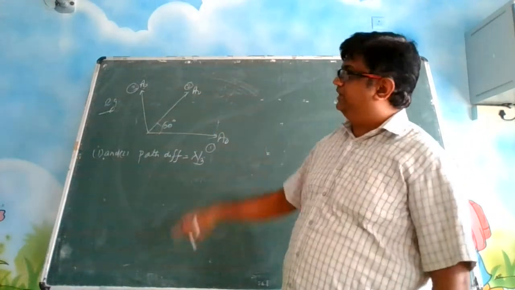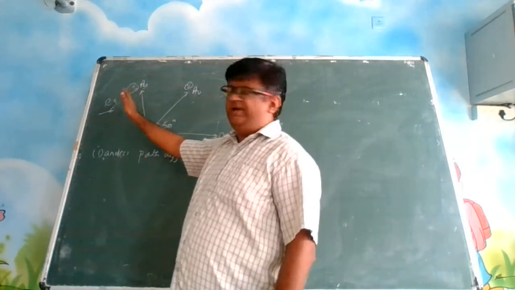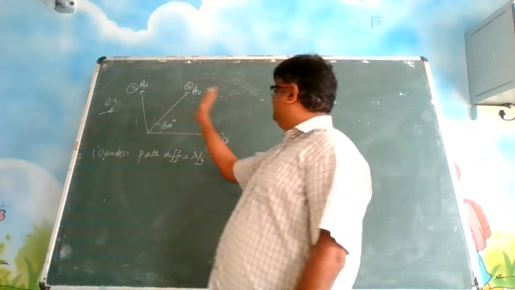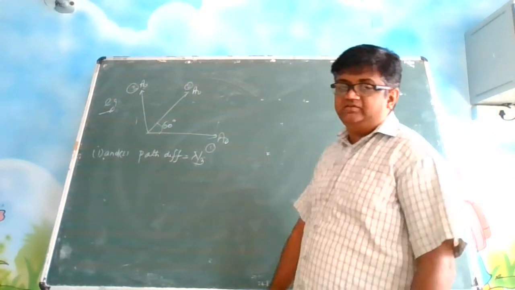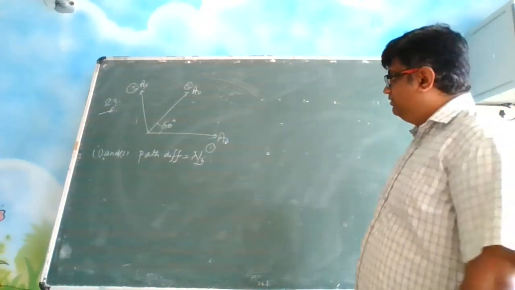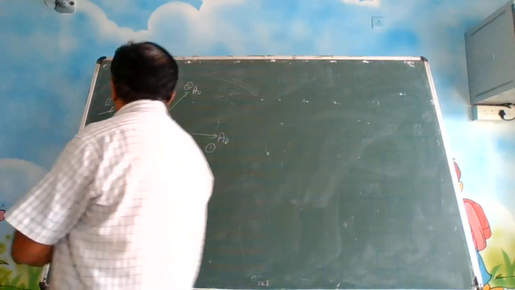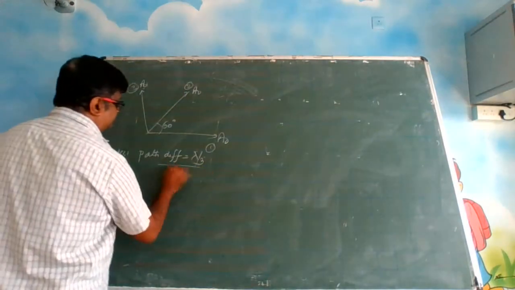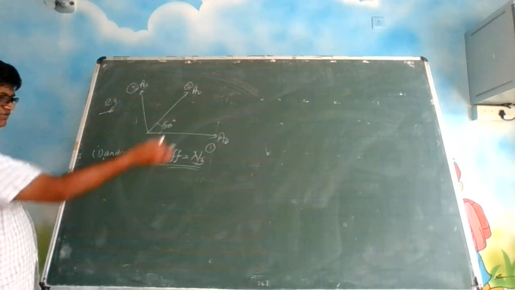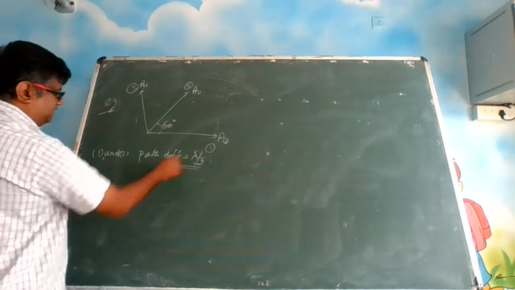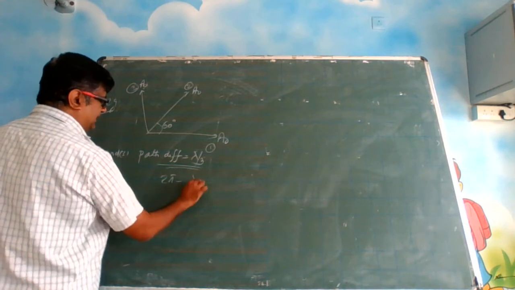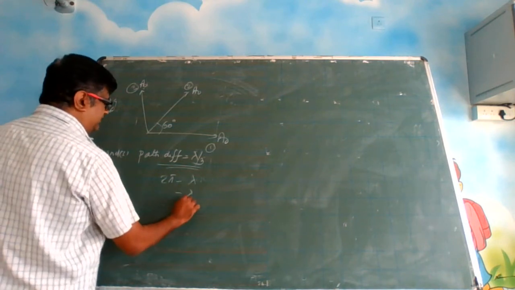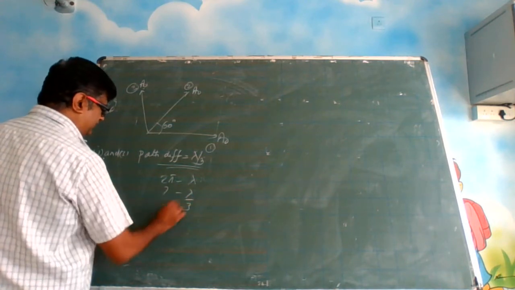So if you see this diagram, wave 3 is ahead of wave 2 and wave 2 is ahead of wave 1. You should interpret this data like this. So you have to find the resultant. What you need to do is convert this path difference into phase difference. This we have done in the previous question. For 2 pi it is lambda. So for lambda by 3, how much? So we have calculated this.